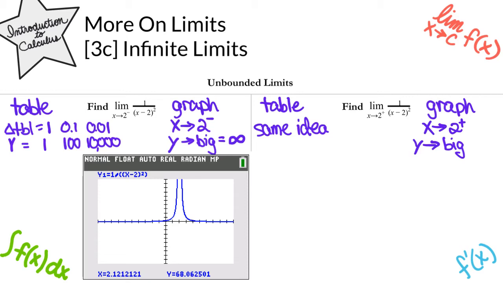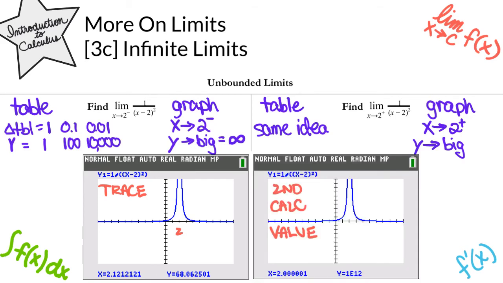And then we could go back to the graph, press trace, make sure we're on the right side of 2, and approach 2 from the right side. But again, on mine it only goes up to like 68, so then we could press second calc value and type in 2.000001.